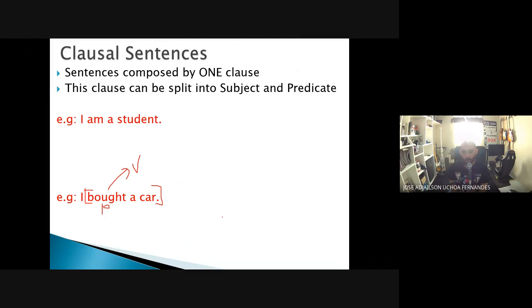A car. What is the function of a car in relation to this whole sentence? A car is a determinative phrase or a noun phrase? What do you think? What's the most important word in a car? Is it the article a or the noun car?